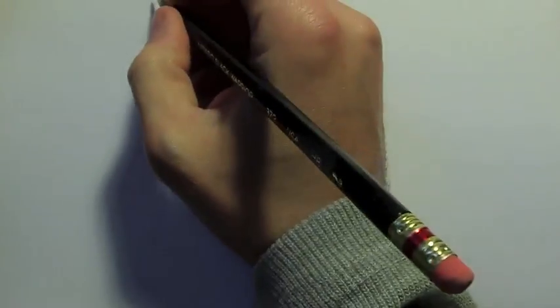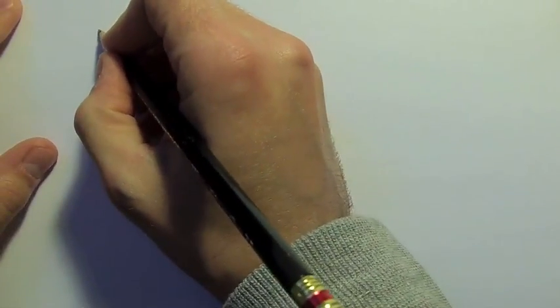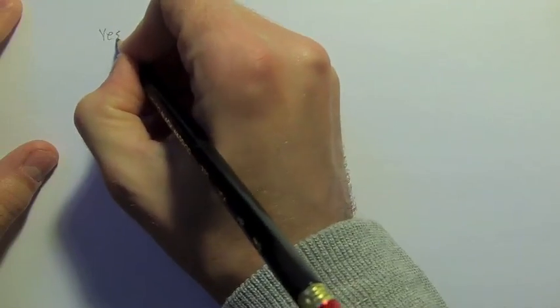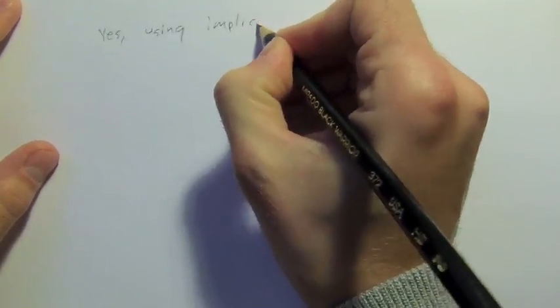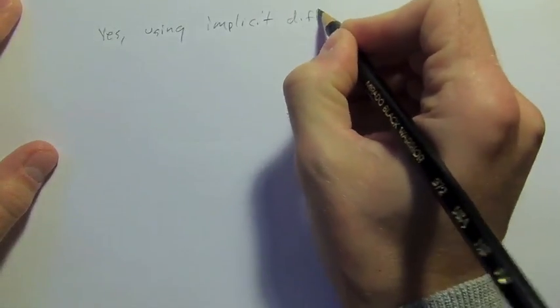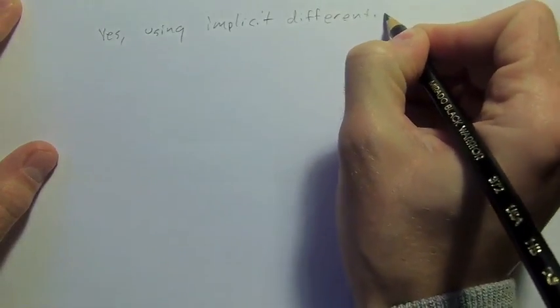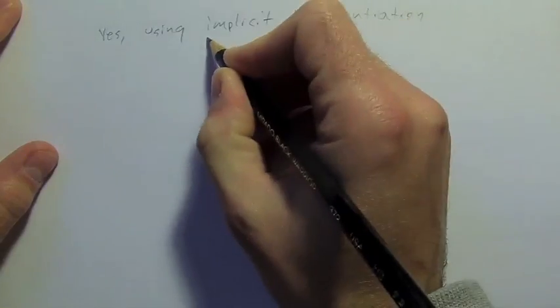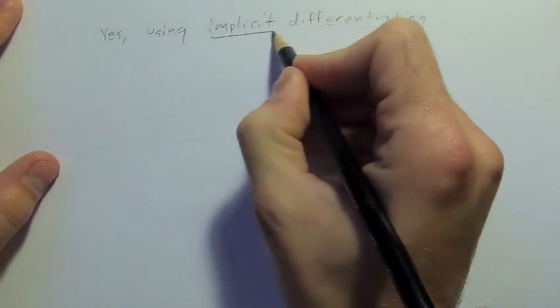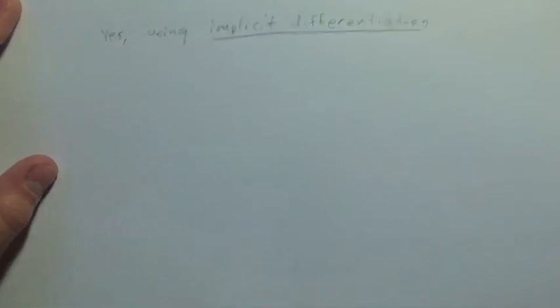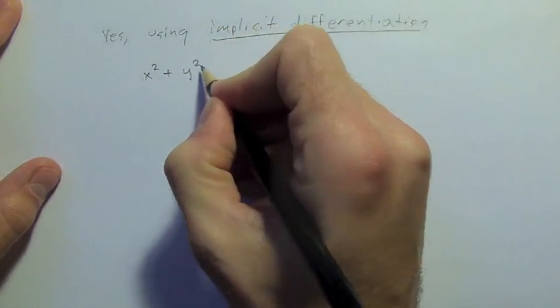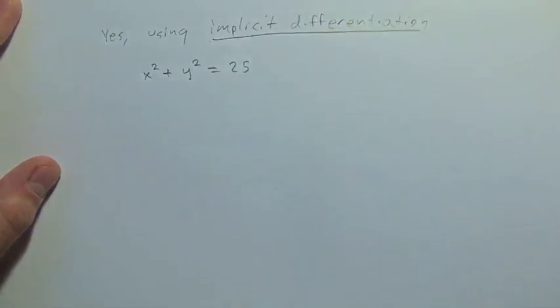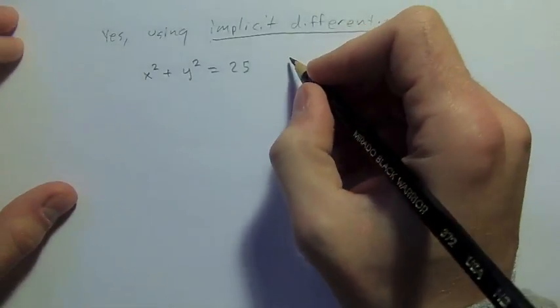Okay, so the answer is yes, using implicit differentiation. Right, so how this works is like this. If I have this equation of a circle, x squared plus y squared is equal to 25, we'll take the derivative of both sides with respect to x.